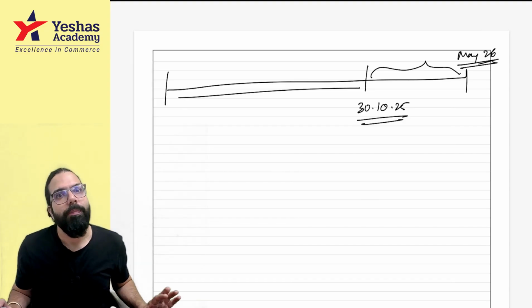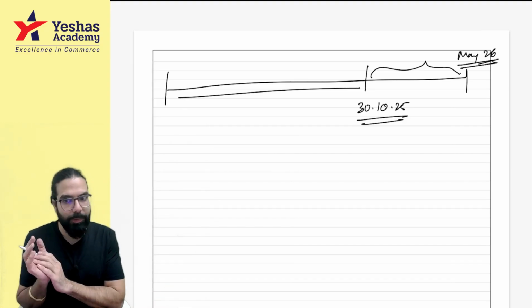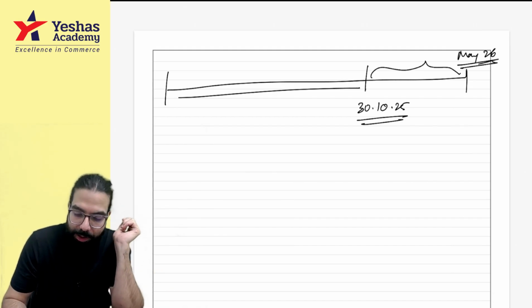Whenever I say May 26, Baba, all the CMA Final students, I am referring to both CA as well as CMA. Okay? Okay, done, sir. This point is clear to us. Let's go ahead and start the class.